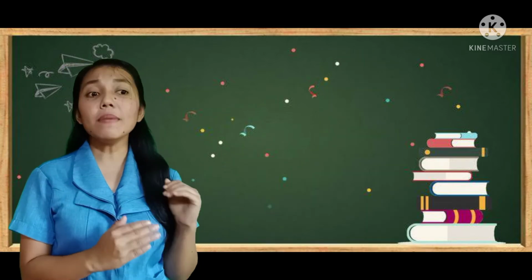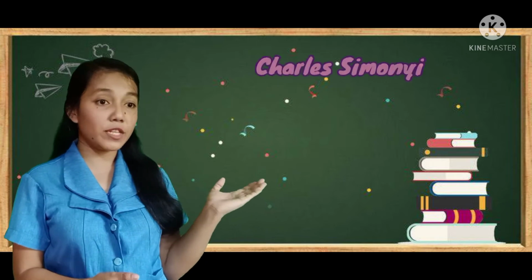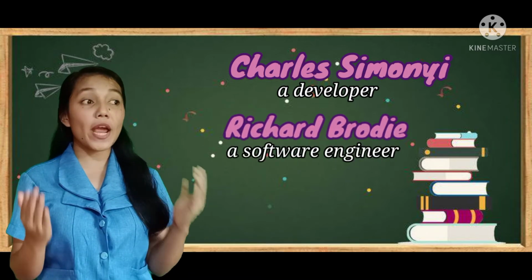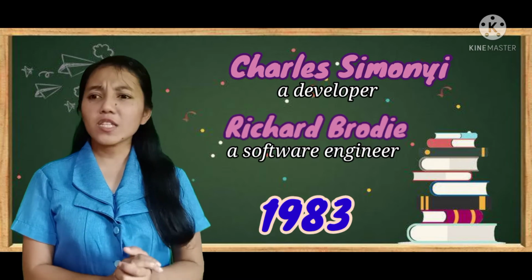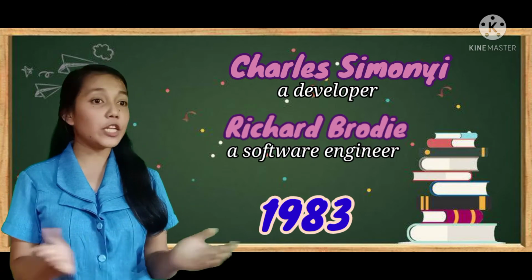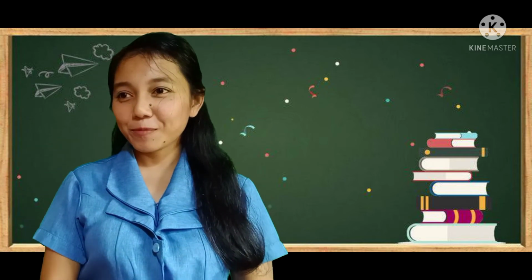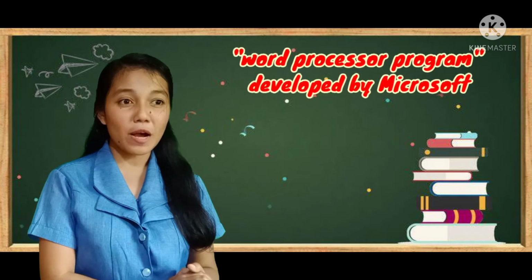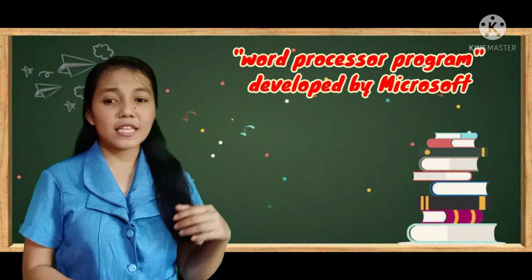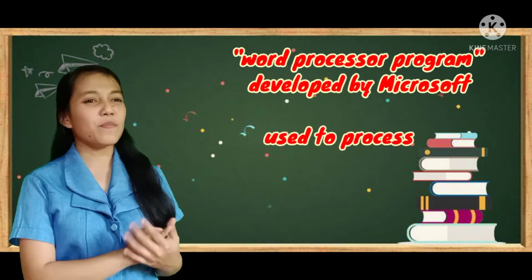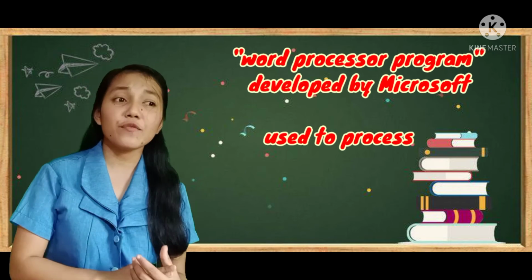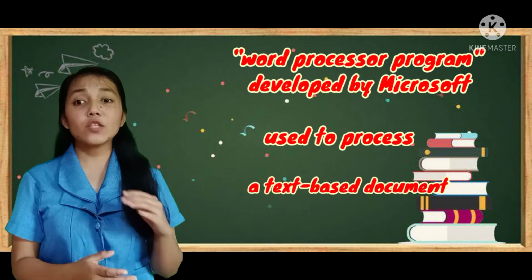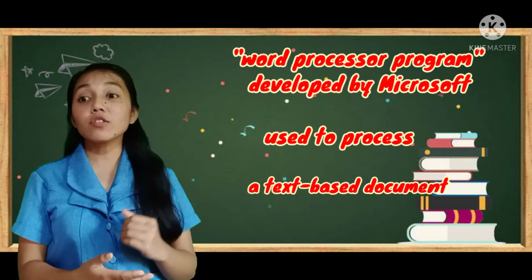Microsoft Word, or shortly MS Word, was created by Mr. Charles Simonyi, a developer, and Mr. Richard Brodie, a software engineer. And it was created in the year 1983. So class, what do you think is the type of this program? Anyone? Yes, Justin. Okay, exactly. Very good. Microsoft Word is a word processor program developed by Microsoft. It is an application used to format, manipulate, save, print, and share text-based documents. It is one of the most widely used programs of the Microsoft Office suite.